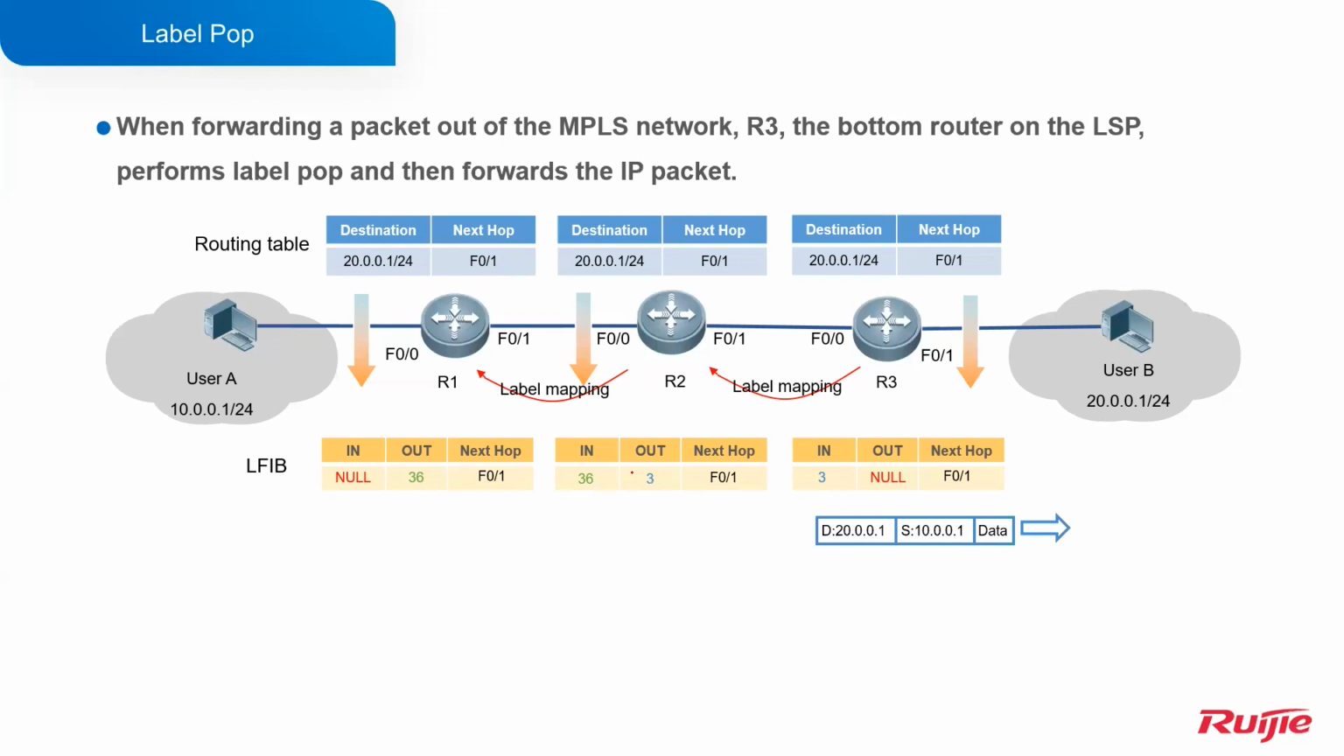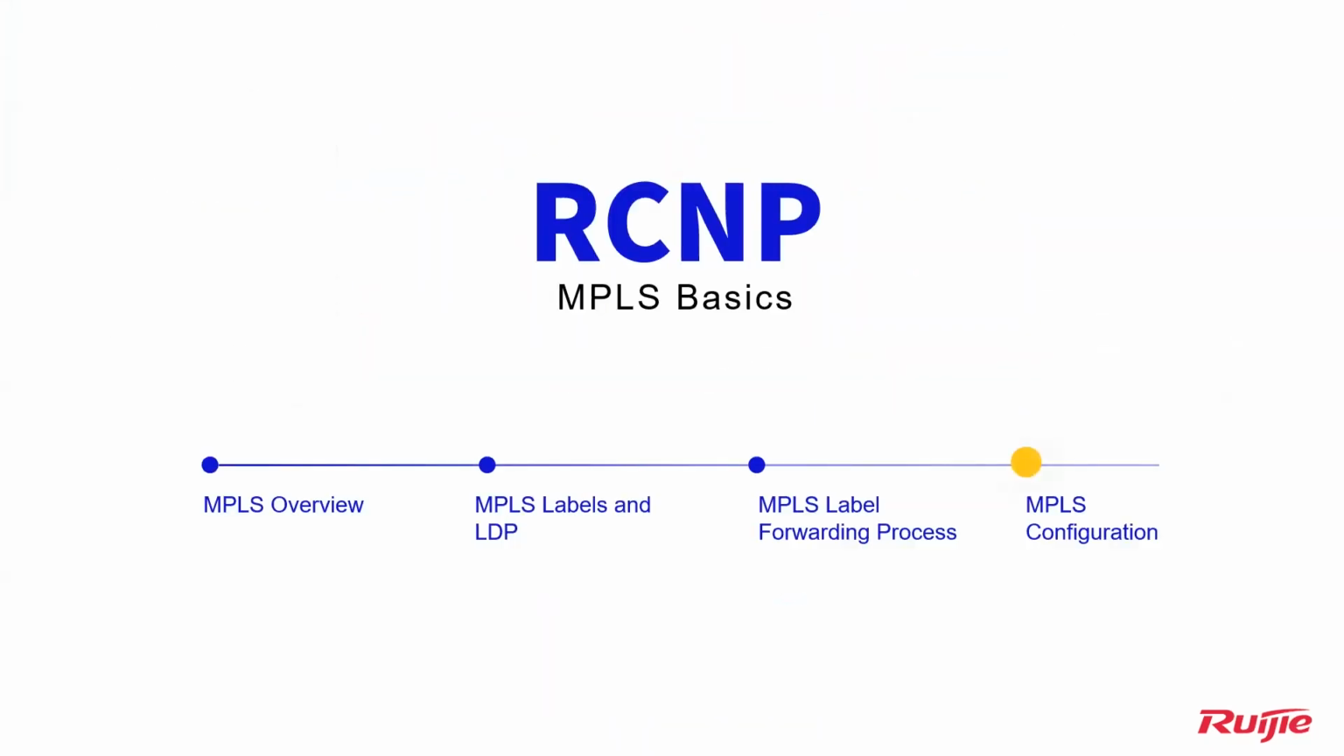So in this whole process, the 3 routers forward the message according to the label information. They will not consult the IP routing table again. So this is the forwarding plane. In the next part, we will talk about the MPLS configuration.